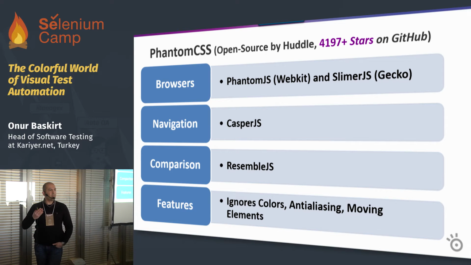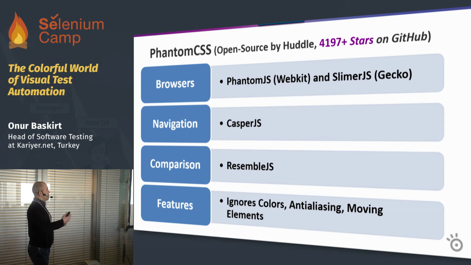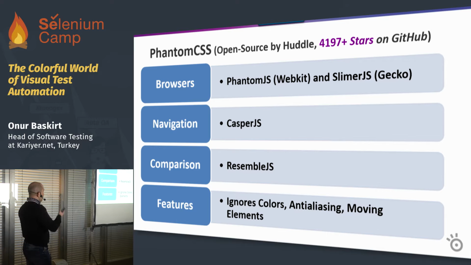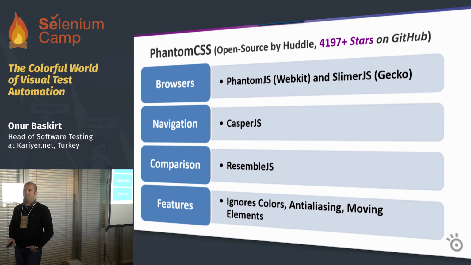You can go to the Resemble.js website. You can drag and drop two images and compare those two images manually also. It ignores color, anti-aliasing, and moving element problems.